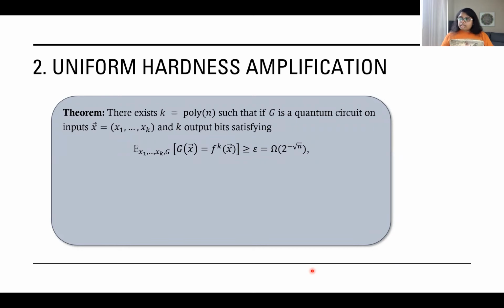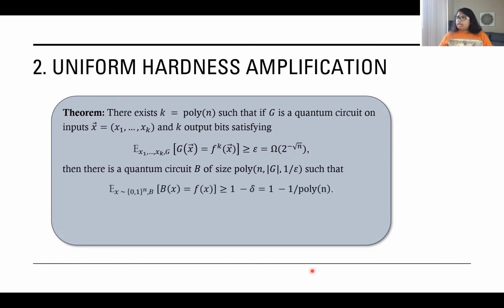So the main idea here, well, maybe let me state the theorem and then talk a little bit about that. Here you're taking some polynomial number of repetitions, and you're saying G is a quantum circuit that takes x1 to xk and acts on f to the k of x. So it's basically f of x1, f of x2, f of x3, and so on. And this circuit, let's say, can in expectation compute this function with probability at least epsilon. So that's the kind of correlation. And this epsilon is very small. It's omega of 2 to the minus square root n.